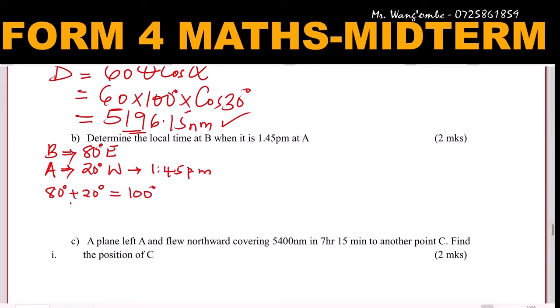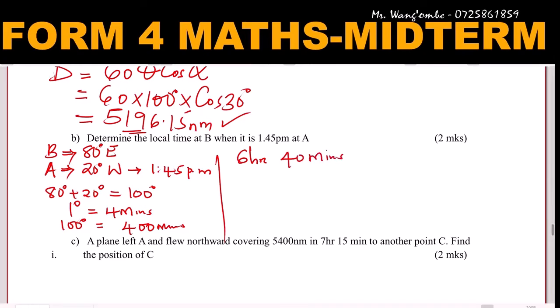Then for every 1 degree, there is always a difference of 4 minutes. So what about these 100 degrees? This will give 400 minutes. 400 minutes is equivalent to 6 hours and 40 minutes. So that means between these two places, A and B, there's a time difference of 6 hours and 40 minutes. And since B will be ahead of time because it is to the east, it means that it will be ahead of time by 6 hours and 40 minutes.